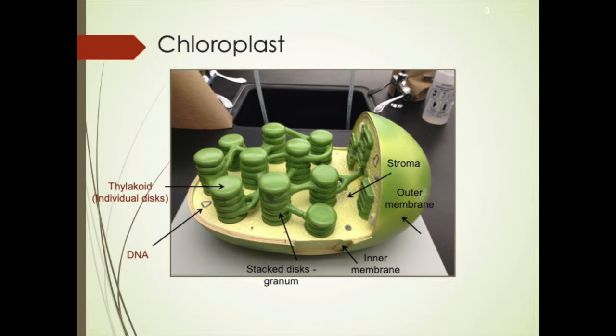So here we have a chloroplast organelle. We have the thylakoids in those individual discs, right? All those stacks of thylakoids are called a granum. If you have multiple granum, they're called grana. Inside the inner membrane, all of the liquid inside is called the stroma.